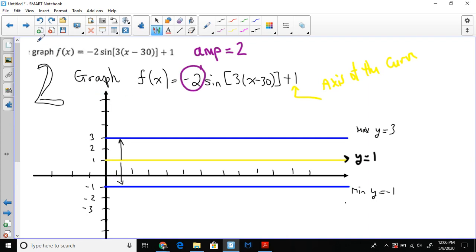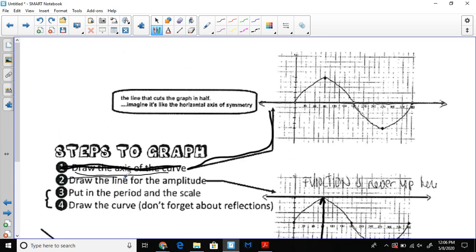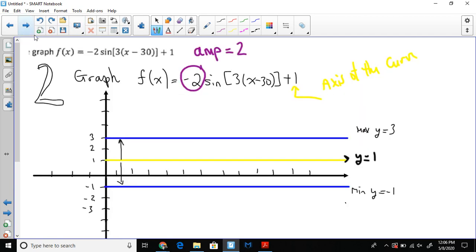So we've done this one. Now next, put in the period and the scale. I think we can handle that. When we look at my graph, what is the period? Say we don't know, but how do I figure that out? Well, remember this number here.